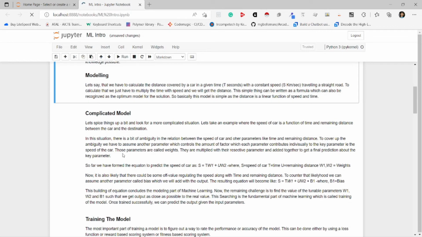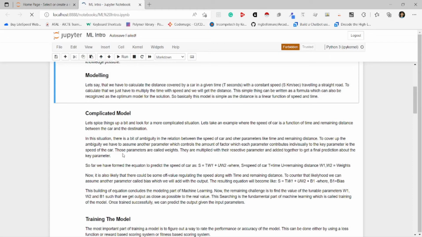Now, it is likely that there could be some off values regulating the speed along with the time and remaining distance. To counter that likelihood, we can assume another parameter called bias, which we will add to the output. The resulting equation would become S = T*W1 + U*W2 + B1, where B1 is the bias. This building of the equation concludes the modeling part of machine learning.